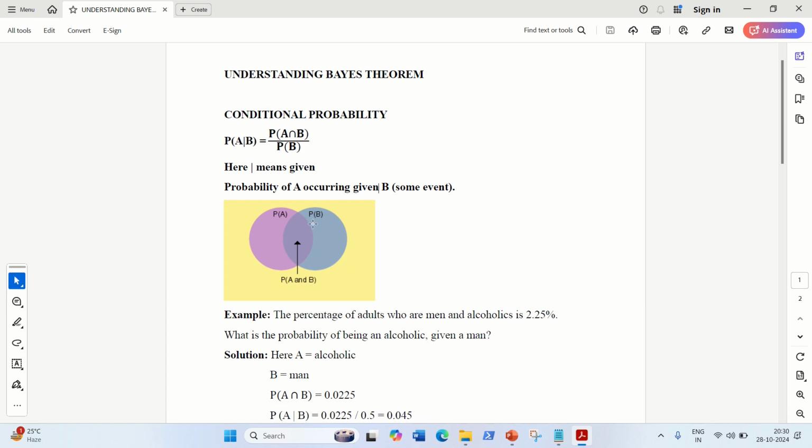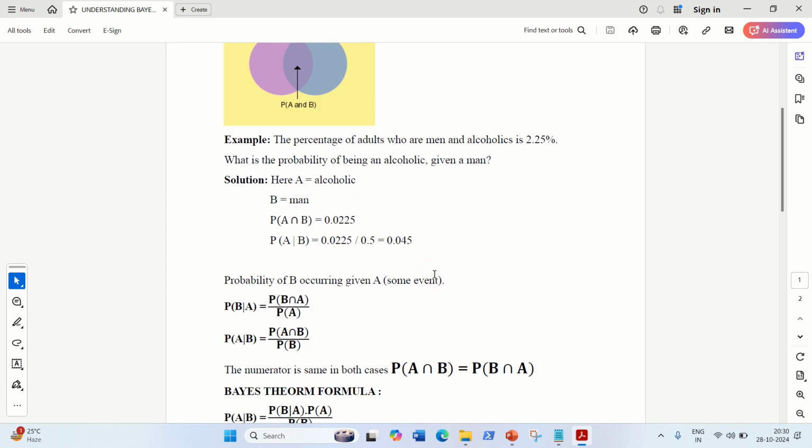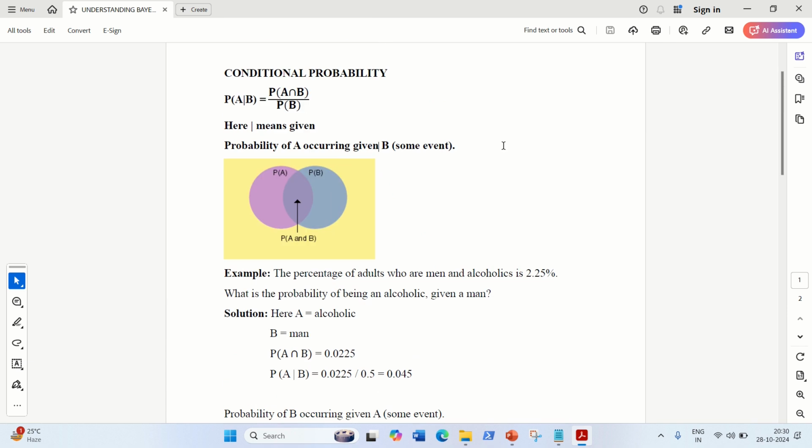It can be shown in the Venn diagram as well. We have two events, probability of A and probability of B, right? The overlapping portion is the intersection. This is what we have to find. Let's take one example just for your understanding. Suppose the percentage of adults who are men and alcoholics is 2.25%, right? We have two things, A and B. A in this case is alcoholic, B is a man. We are given P of A intersection B. If we convert this percentage into decimals, it will be 0.0225.